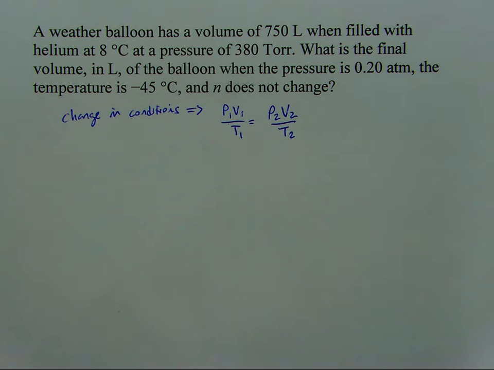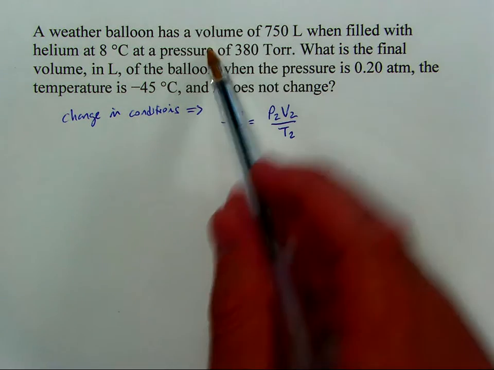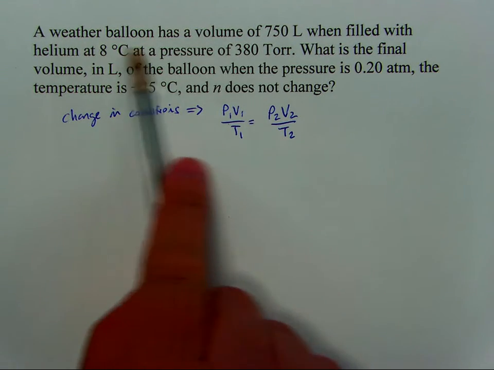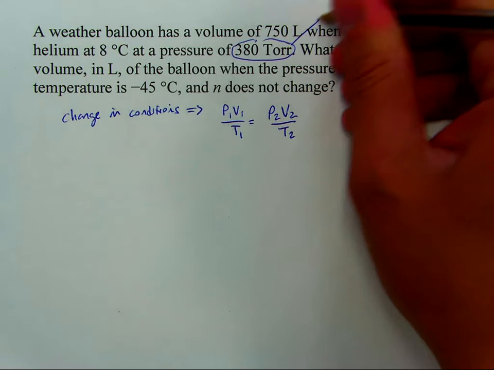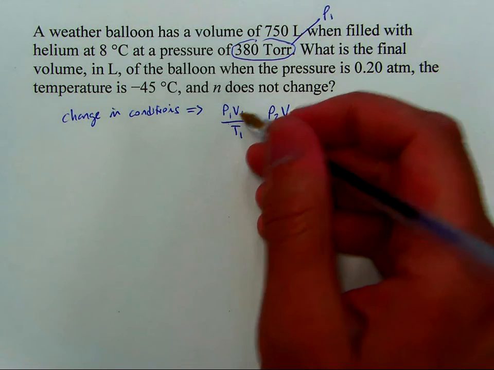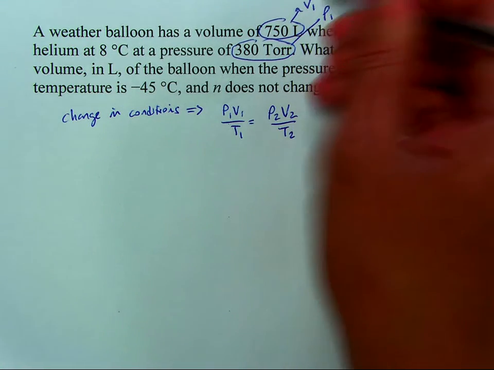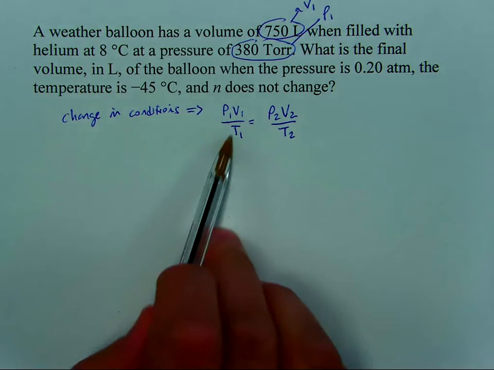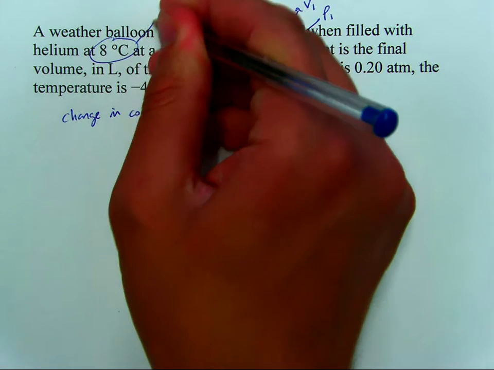So let's go through the question and pick out what all of these pieces of information are. What's the initial pressure? Here it is, 380 torr. That's P1. What's the initial volume? Right here, 750 liters. There's our V1. What's our T1, the initial temperature? That's 8 degrees Celsius.